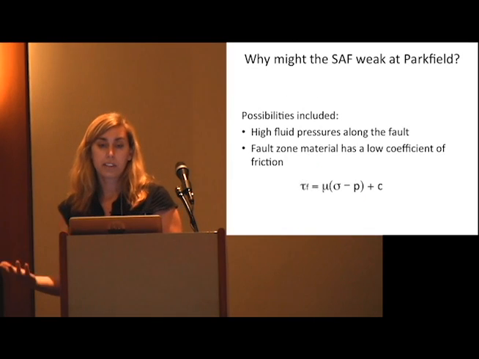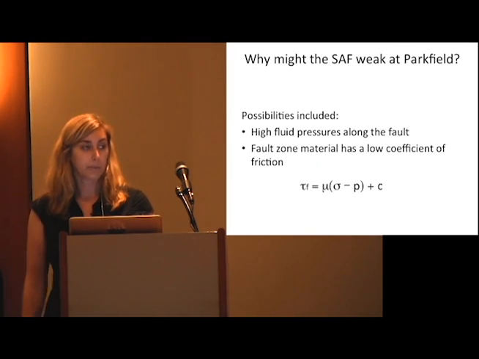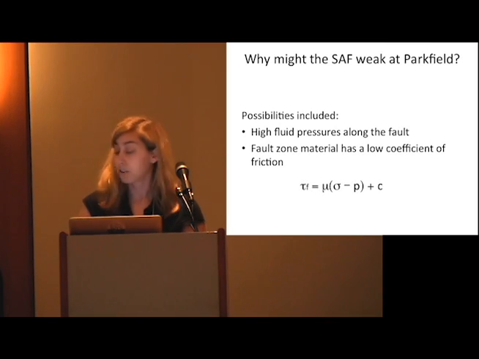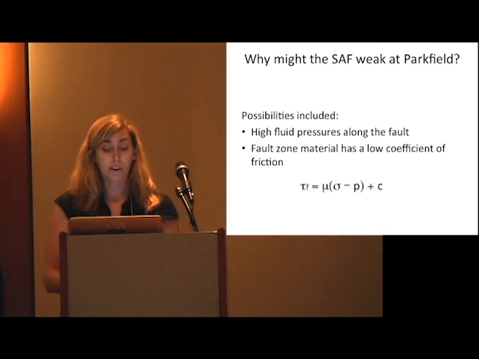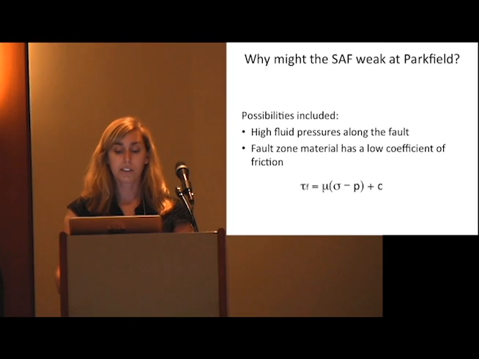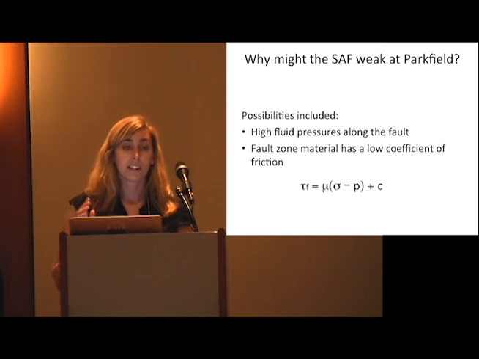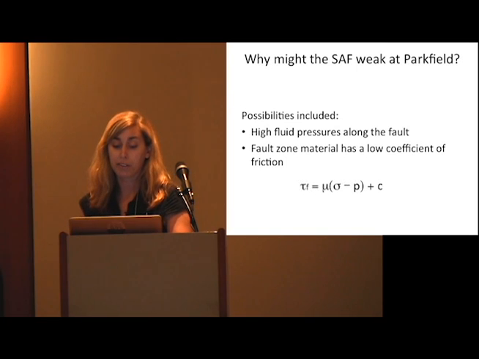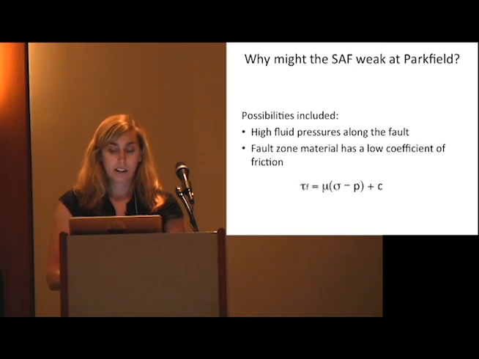So why could the San Andreas be weak at Parkfield, or really why could any fault be weak? The shear strength, as we know, is determined by the coefficient of friction of the material in the fault zone, as well as the effective stress on the fault, which could be lowered by very high pore pressures. So those are hypotheses going in.